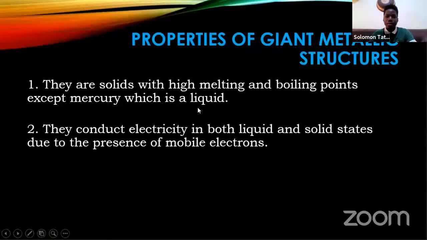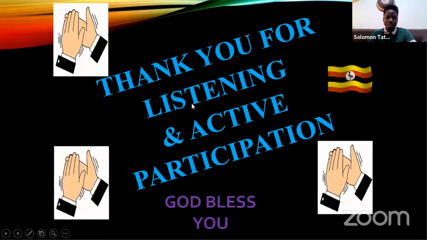Okay, the properties: these are solids with very high melting and boiling points, except for mercury, which is a liquid. They conduct electricity in both liquid and solid states due to the presence of mobile electrons, like we have said. And that's what we had for today.